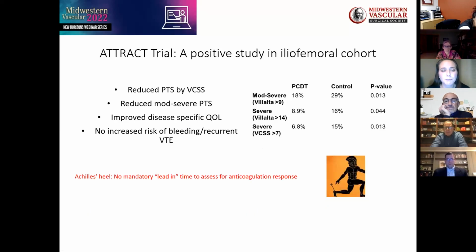If I had to pick one sort of minor issue with the trial, it's overall a very well done trial, but one of the tiny Achilles heels was that there's no real mandatory lead-in time for these patients to assess for anticoagulation response, meaning that the trial may have been more positive in favor of intervention if the patients who are great responders to anticoagulation and resolve their symptoms with anticoagulation alone were left out of the randomized cohort. So what we've tried to do with this algorithm is weed out those patients who are going to be excellent responders and will be unlikely to benefit from intervention.